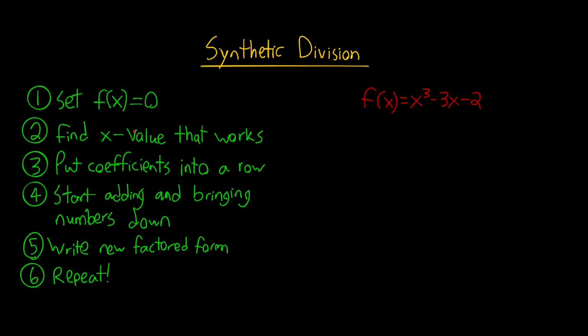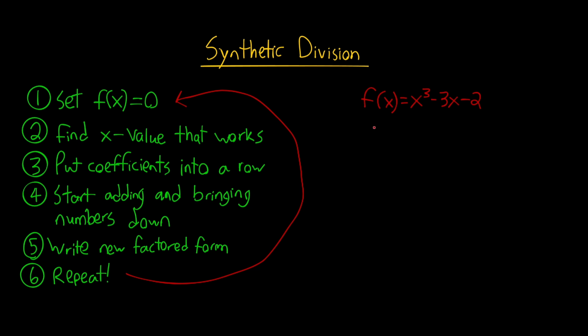First off, we want to set the function f of x equal to 0. The second step is that we want to find an x value that works. I'll get to what that means in just a second. The third is that we want to put the coefficients into a row. Then we want to start adding and bringing numbers down. We write our new factored form, and then we repeat the process essentially from the beginning. So we go right back up there.